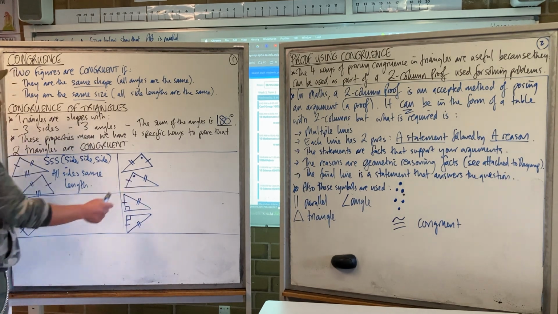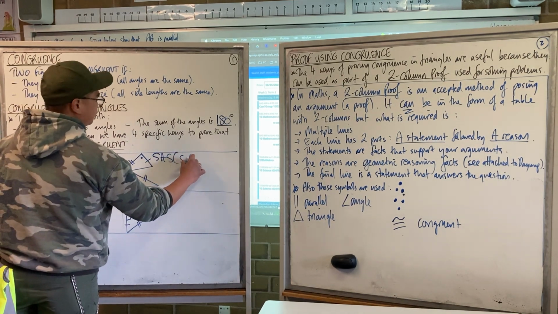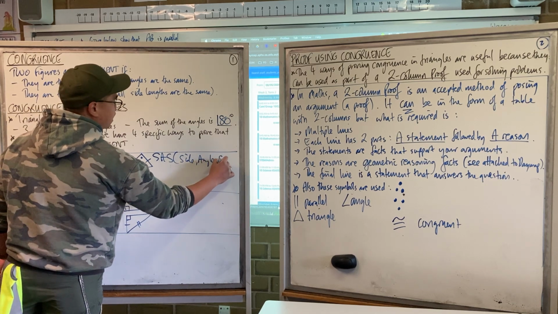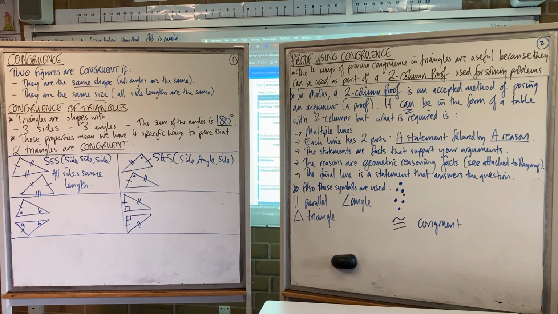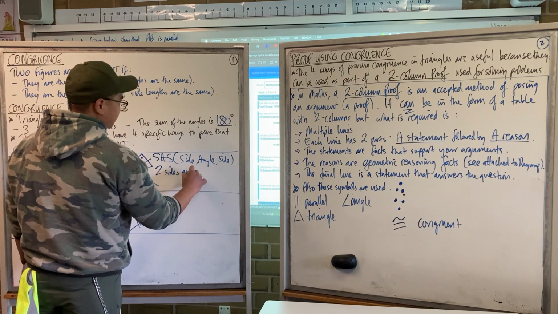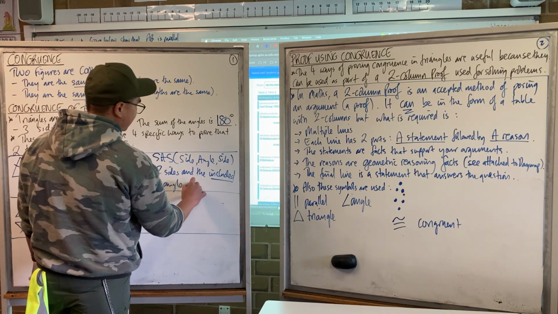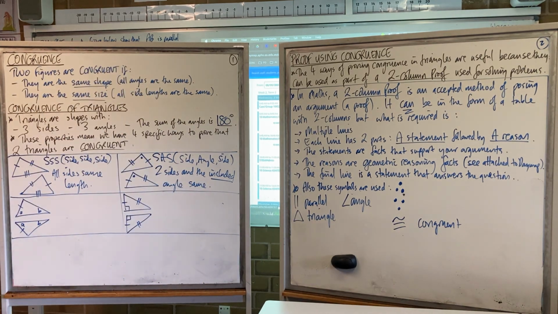What is this diagram indicating? SAS, side, angle, side, but there's something else to it. Yes? The angle has to be in between the two. Good. Do you know what the term is for that angle that's between the two sides? It starts with an I. No? Isosceles means a triangle that's got two. That's fine. We're sorting that out now. So, two sides and the included angle are the same. The included angle is the angle between the two lines that you know.